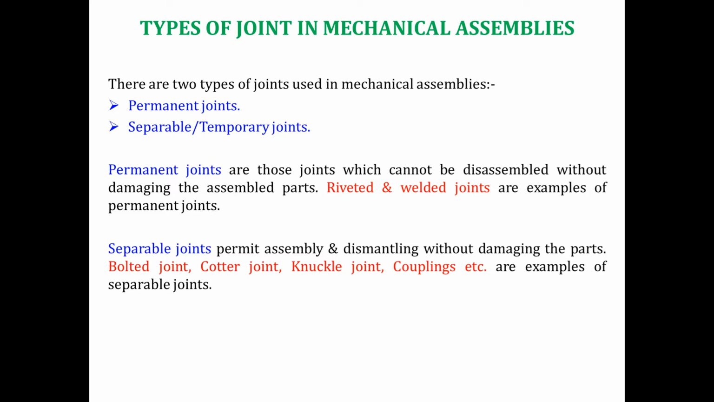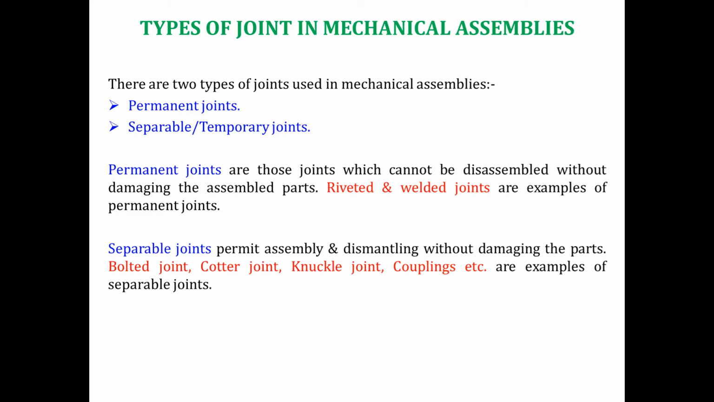That means, suppose you have two metallic parts, part A and part B, and you joined part A and part B with a rivet joint. Now suppose after some interval of time you want to inspect something in part A, then what will you do? You will dismantle part A and part B by the help of rivet. That is not possible. You cannot dismantle rivet.